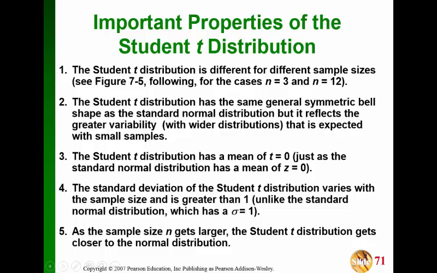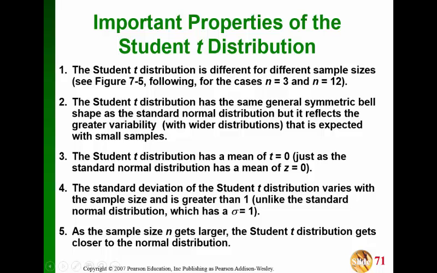Here are some properties for the t distribution. It's not that big of a deal for us, but I think it's important to just kind of remember to note. The t distribution has different sample sizes. It has actually a different curve for each one, but the curves all look alike. They still all pretty much are bell-shaped. And so when you draw it, you just draw it like you would a bell-shaped curve, and then you just mark it a little bit differently.